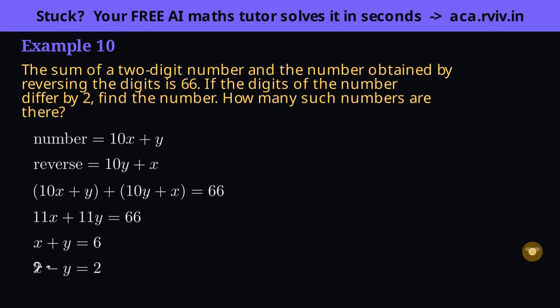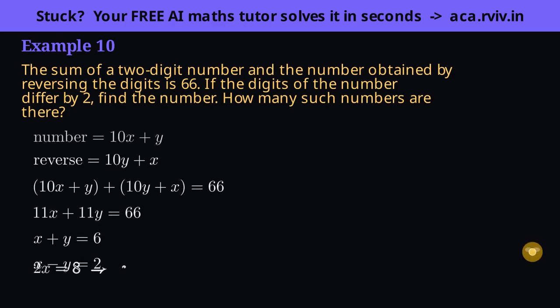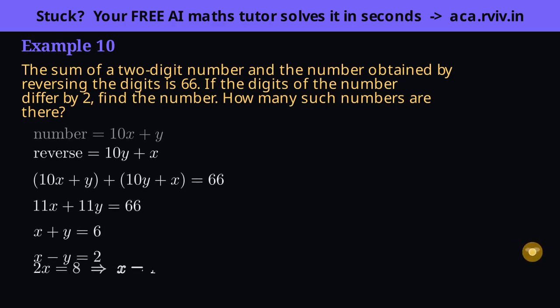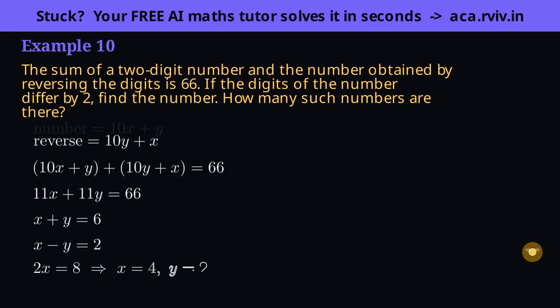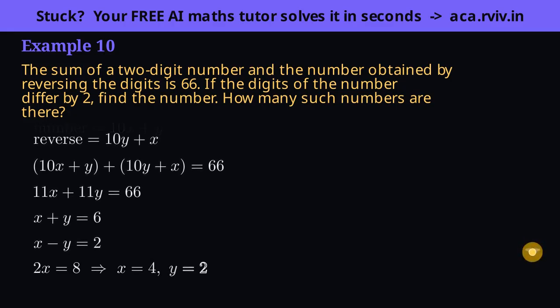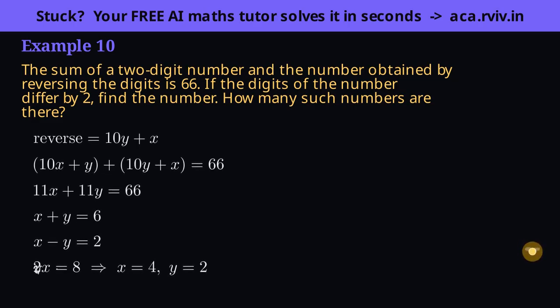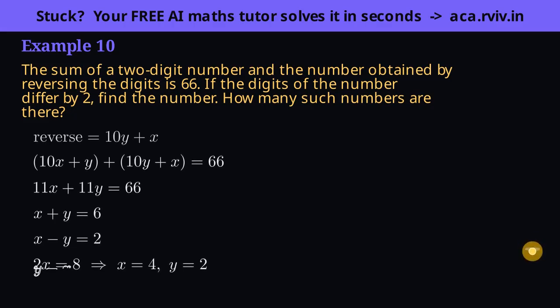Combine case 1 with x plus y equals 6. Add the two equations, the minus y and plus y cancel, eliminating y. That gives 2x equals 8, so x is 4 and y is 2. Tens digit 4, units digit 2, so the number is 42.